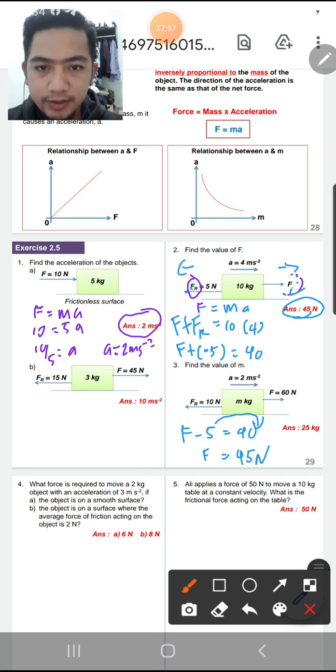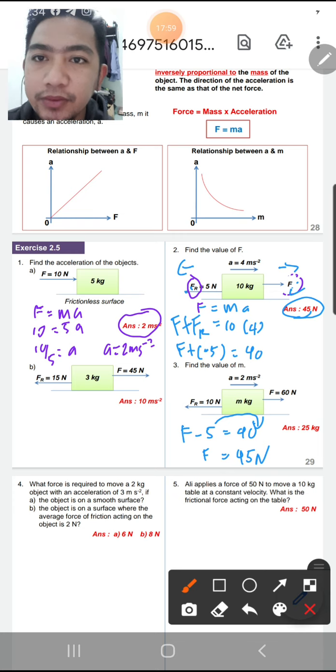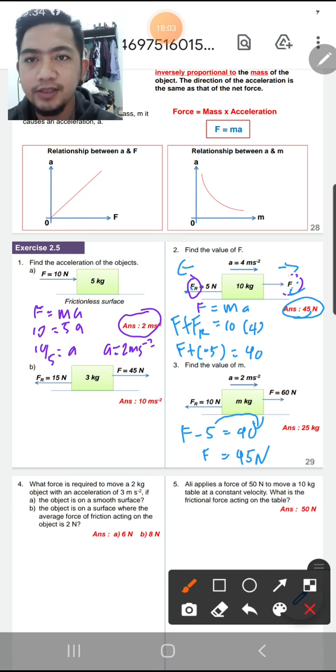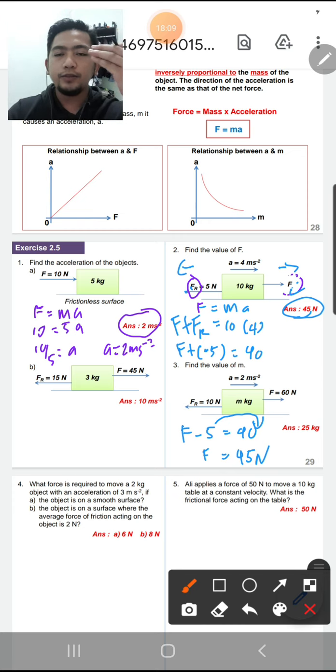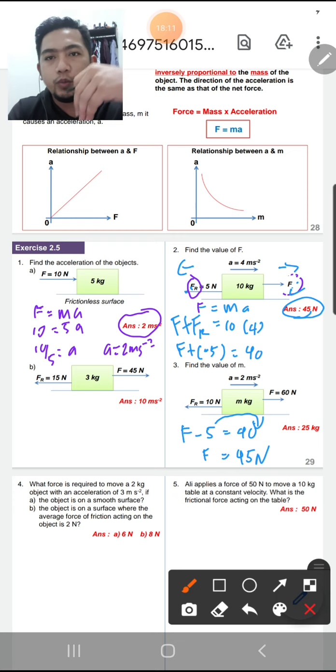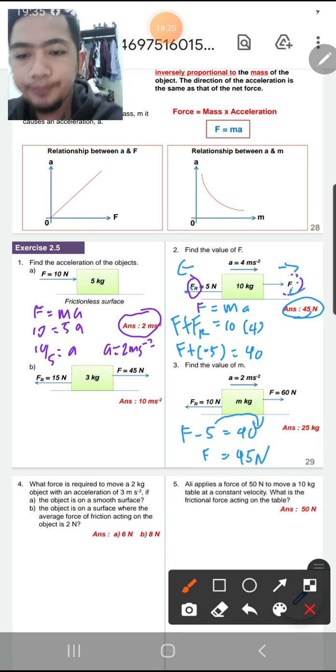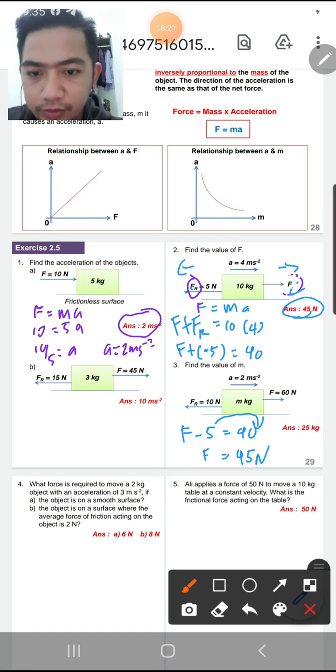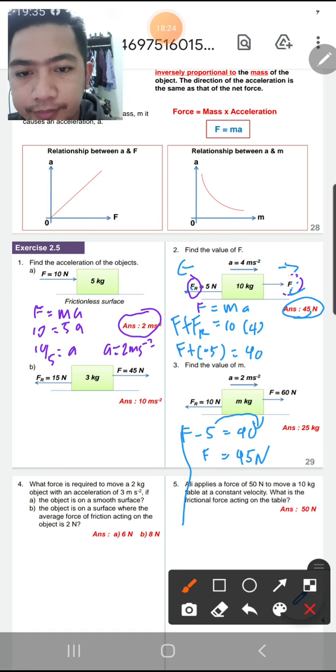So, remember, force is a vector quantity. Means you need to consider the sign, the direction. If it is going upward, it is positive. If going downwards, it is negative. Move to the right, it is positive. Move to the left, it will become negative. Okay. Let's continue to the next example.